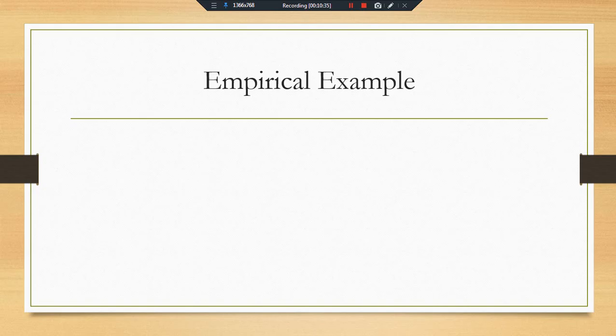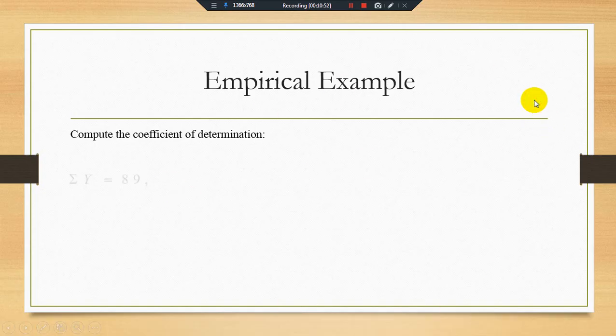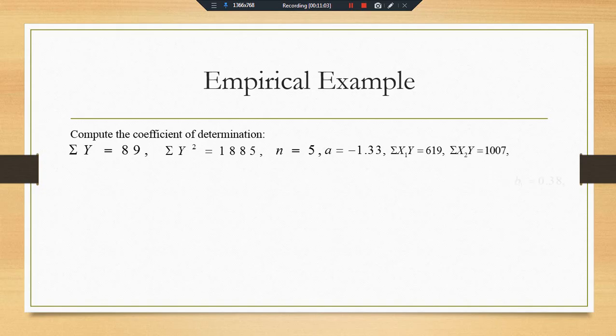Okay, let's see the empirical example for the r square, or you can call it the coefficient of determination. Compute the coefficient of determination here. We have summation y square, n, alpha value, summation x1y, summation x2y, beta 1 value and beta 2 value.